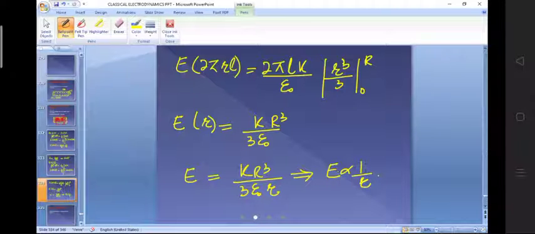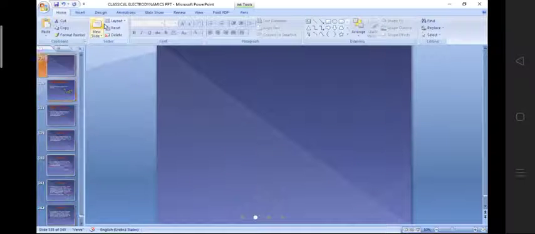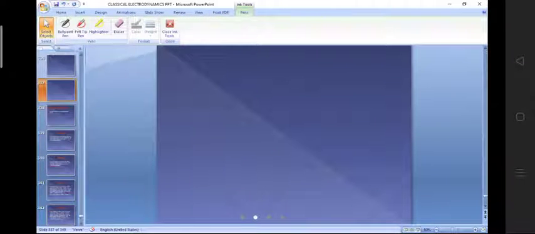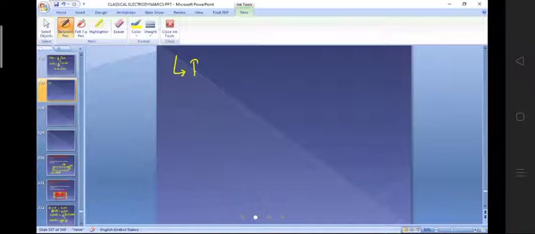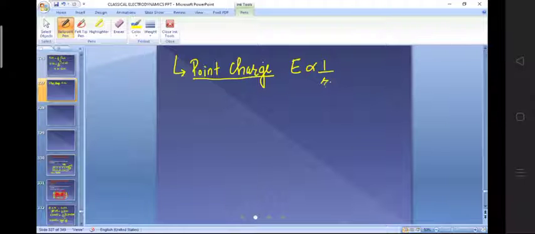Fine. So here I will teach you a technique, a shortcut technique, a jugaad technique. So have a look at that, and keep your attention here. It's like this: for example, if we have a point charge, what is the electrostatic field proportional to? The electrostatic field is simply proportional to 1 by r square for a point charge.